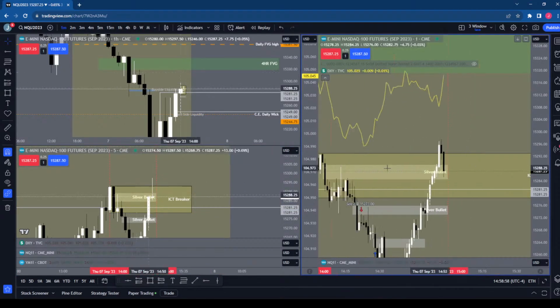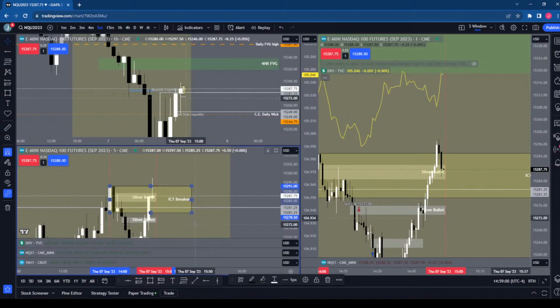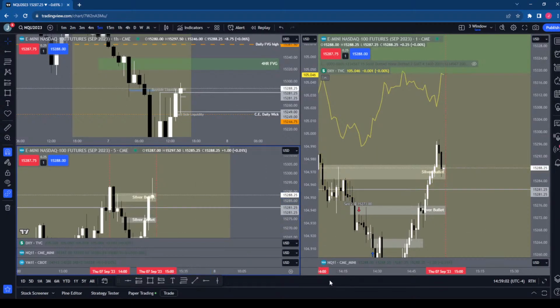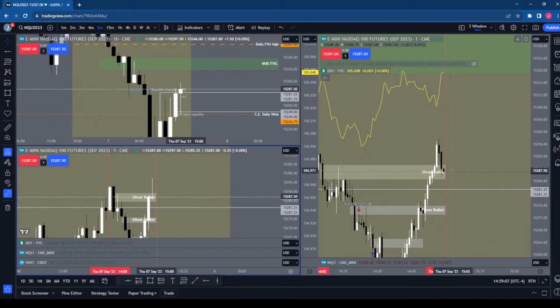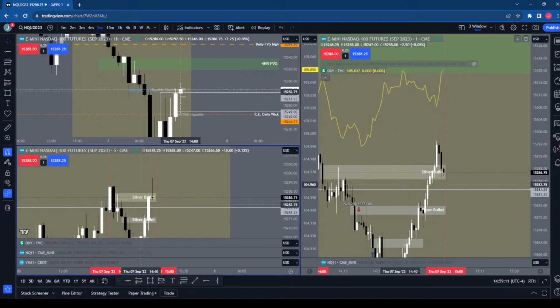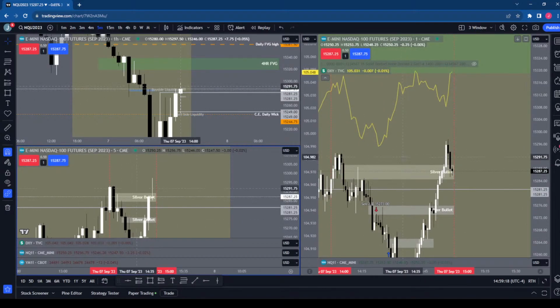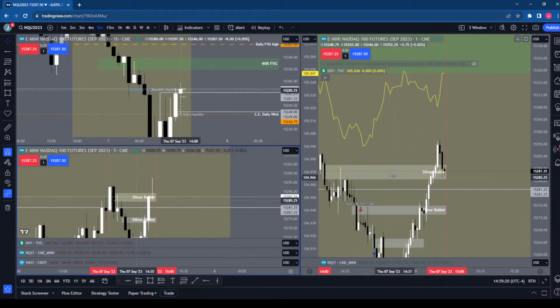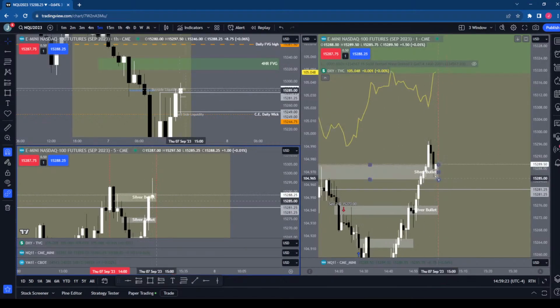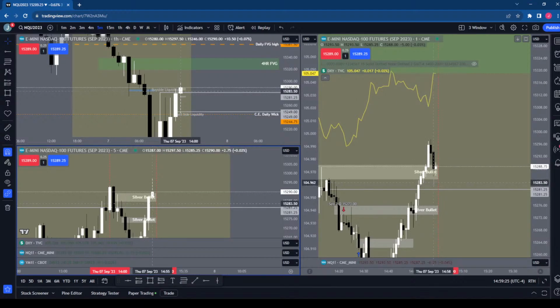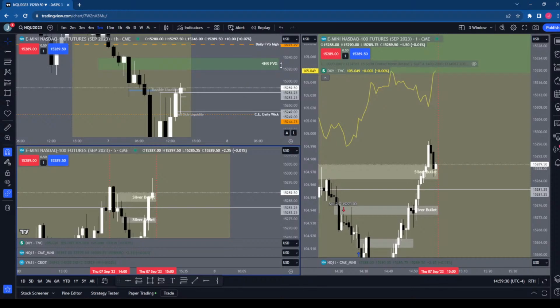Dollar's bouncing. Take that breaker off right now. Okay. Seems like we're using this. See if we use this as an inversion. This would probably be a pretty decent area to go long in, targeting this 4-hour fair value gap.